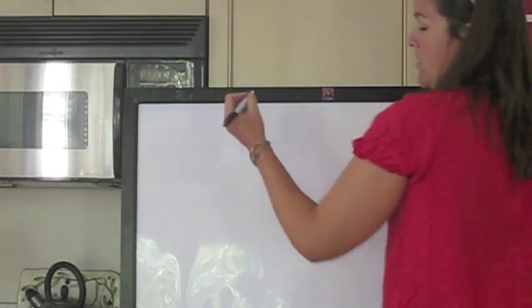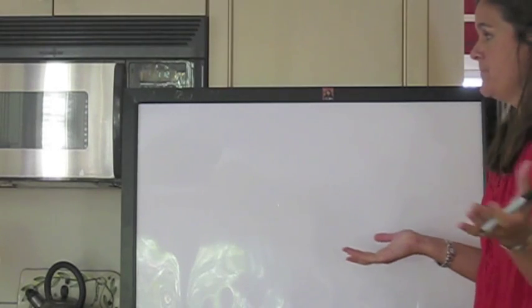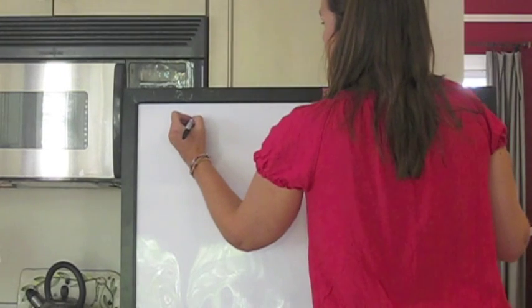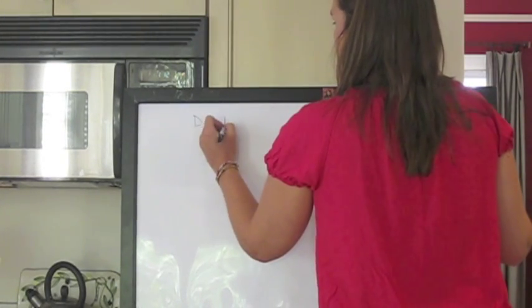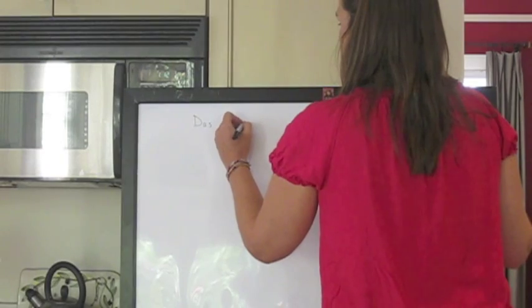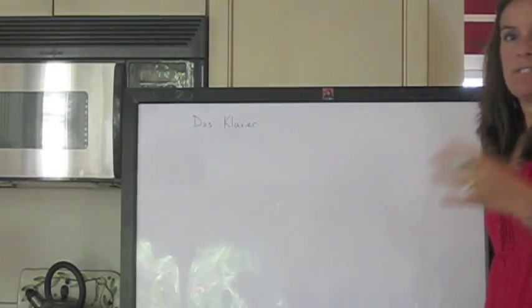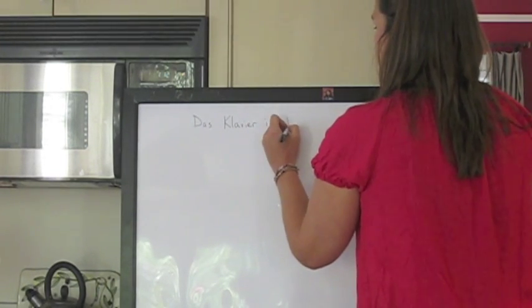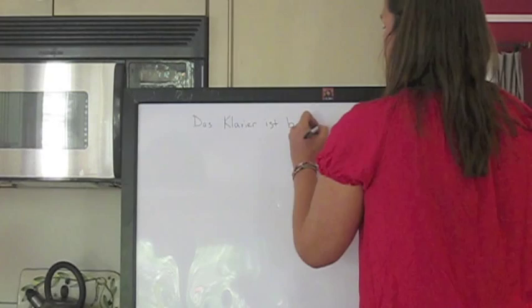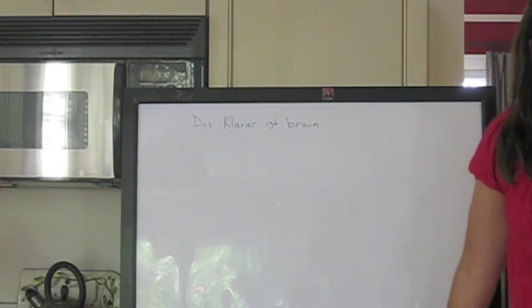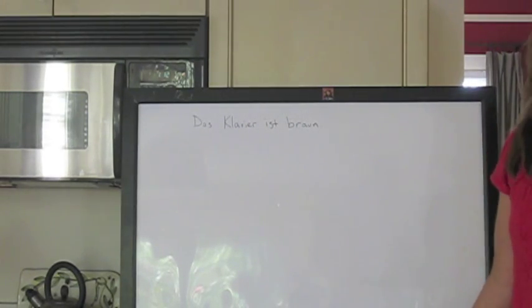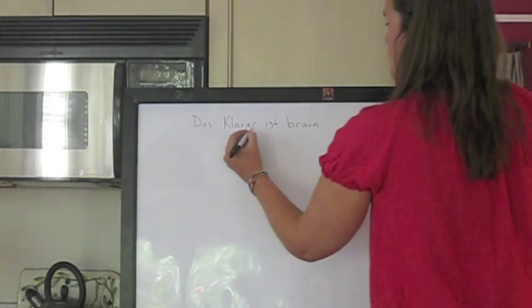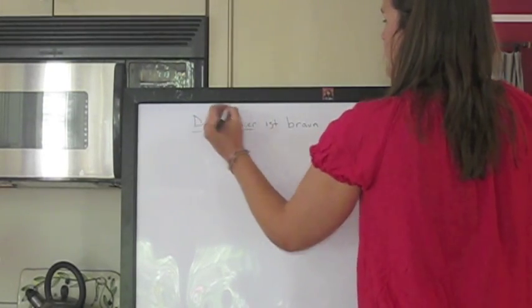For example, we're talking about things that you have in your room, and we learned some vocabulary. So let's say that one of the things we want to talk about is das Klavier. And we just want to write a sentence about it. Das Klavier ist braun. Okay? Now in a sentence like this, we want to look at what is the subject of the sentence. In this case, the subject of our sentence is das Klavier. So we're going to underline that and call that our subject.